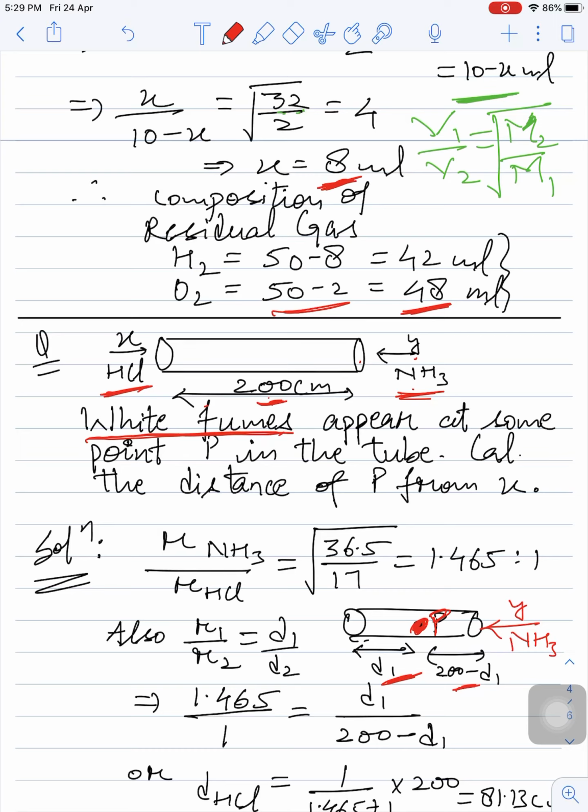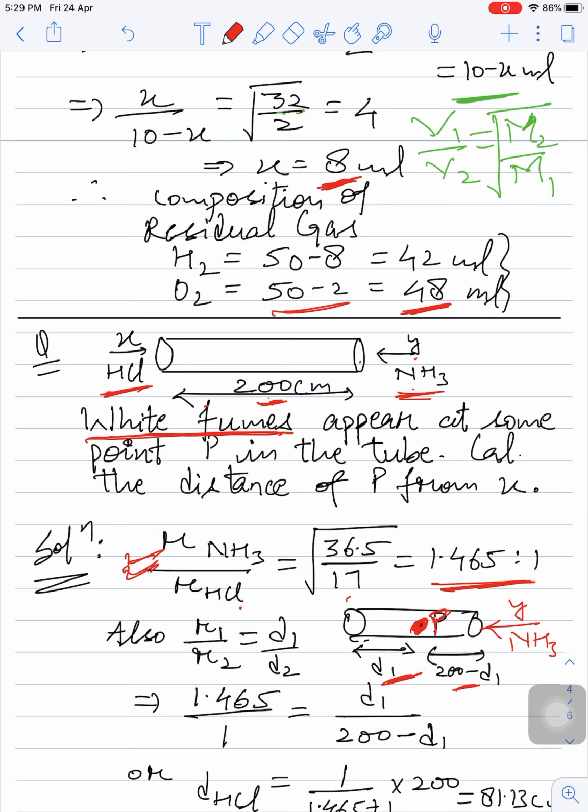Now because there are two gases and they are diffusing at different rates, R1 upon R2 is obviously square root of M2 by M1. So let us say rate of ammonia upon rate of HCl equals square root of 36.5 by 17, since ammonia is 17 molar weight and HCl is 35.5 plus 1, equal to 36.5. That comes out to be 1.465 is to 1. And we have studied already that R1 upon R2 equals D1 upon D2.